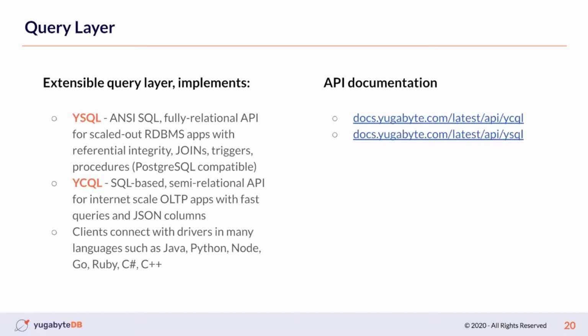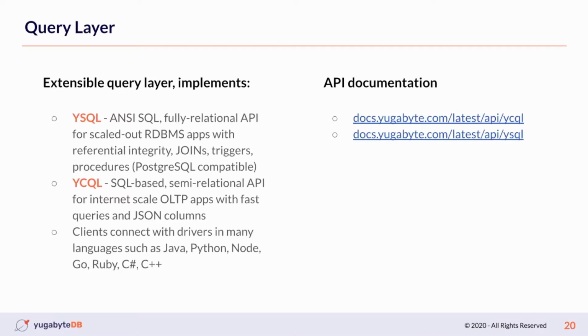It can be scaled out as an RDBMS API, and you can do a lot of relational integrity, like constraints, foreign keys and check constraints and so on and so forth. You can do joins, triggers, stored procedures. It's compatible with most of the features as of now that are present in Postgres 11.2, and work is underway to move this baseline over to Postgres 12.